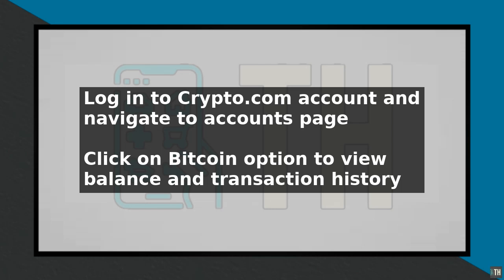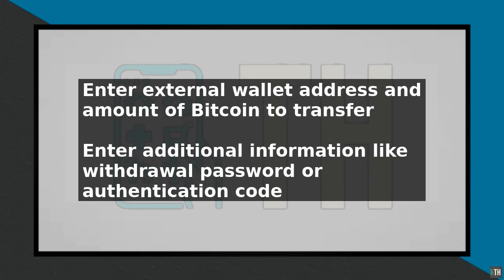Click on the Bitcoin option to view your Bitcoin balance and transaction history. Next, click on the Withdraw button, which will take you to the withdrawal page. On this page, you will need to enter the address of your external wallet, which is where you want to send your Bitcoin. Make sure to double-check the address, as sending Bitcoin to the wrong address can result in loss of funds.